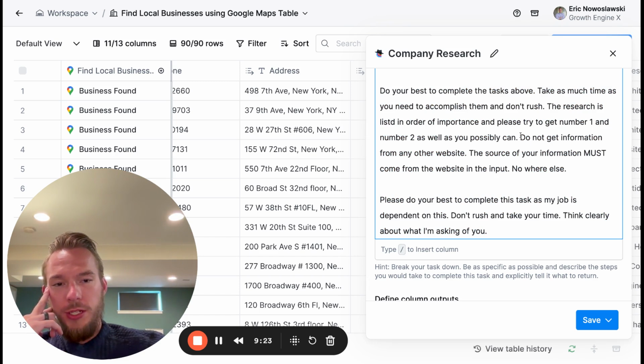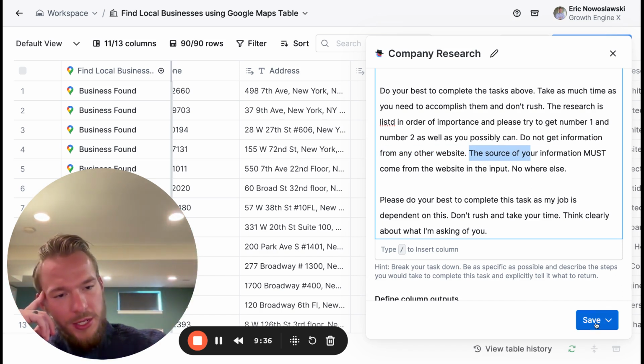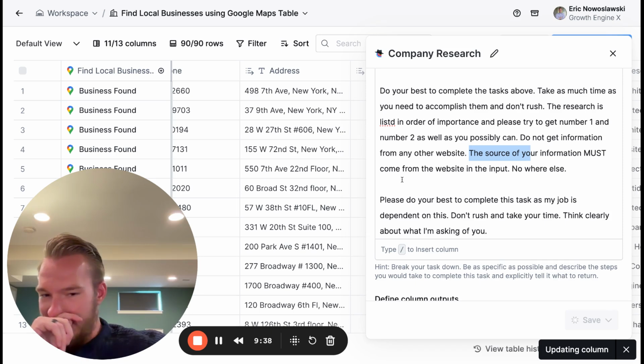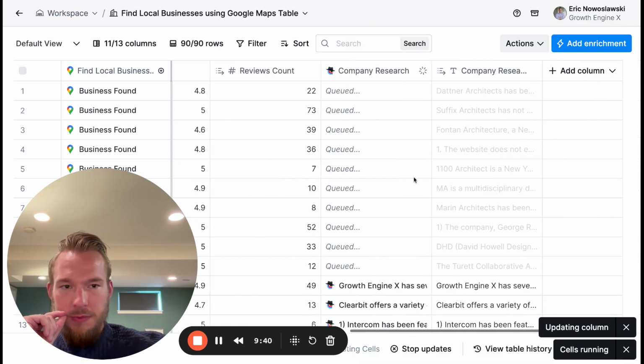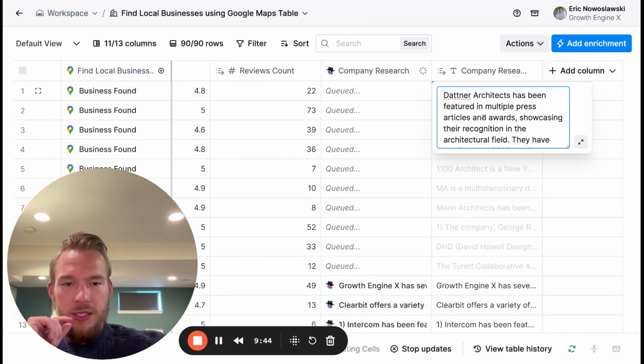Another thing you want to make sure is that you're always getting the information from the website in the input. And so I tell it the source of your information must come from the website in the input, nowhere else, because sometimes it'll go off and do crazy stuff. So anyway, let's run this again and see how it changes our response. And I wish I saved some of these, so we can read these while this is going.